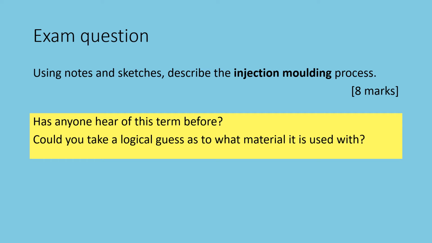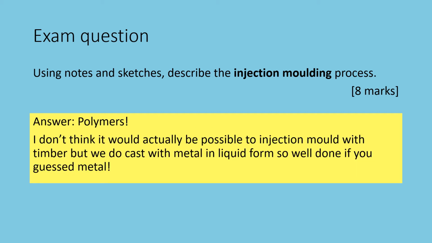Has anyone heard of this term before? And even if you haven't, could you take a logical guess as to what material it might be used with? Hint, hint, we have worked with this material and we've covered this material in a theory lesson. The answer is polymers. So if you said polymers, well done you. And when I say polymers, it's pretty much any polymers. So when we covered polymers, we looked at thermosetting and thermoforming. It could be used for both of those categories.